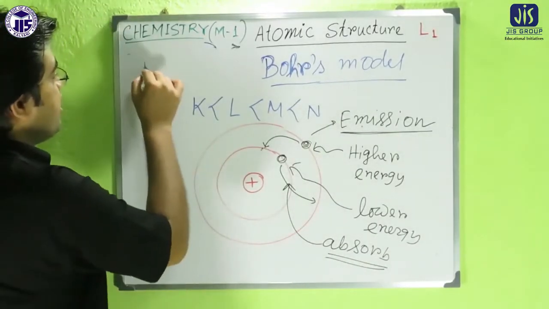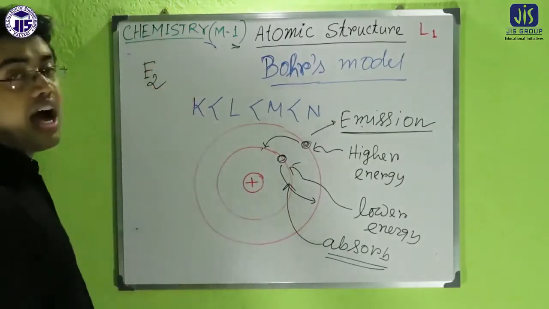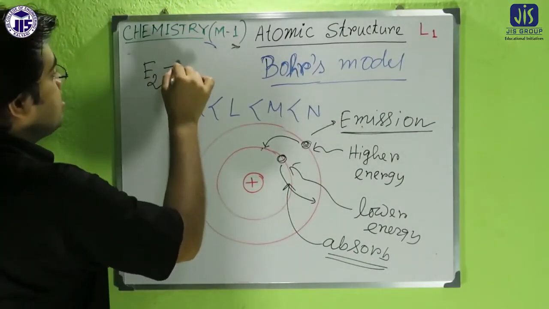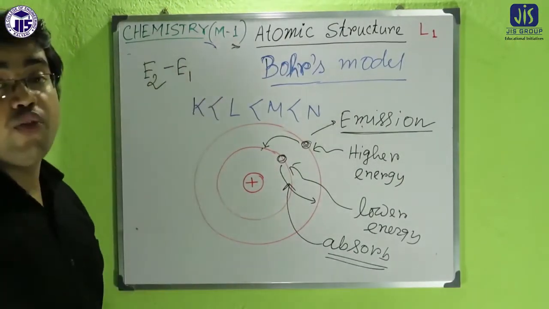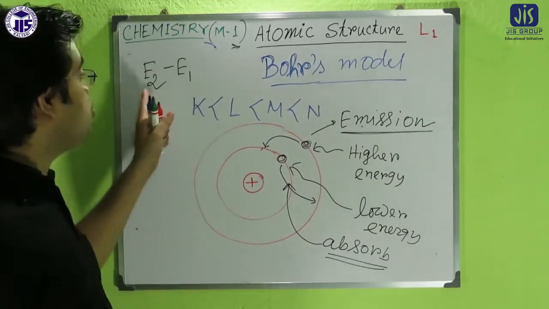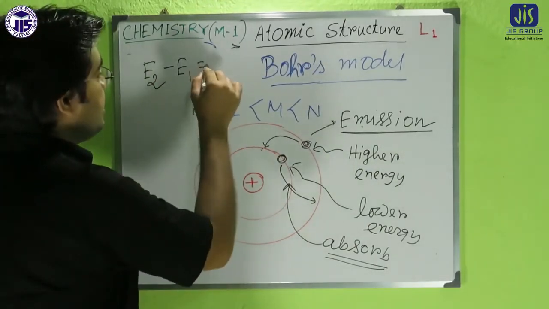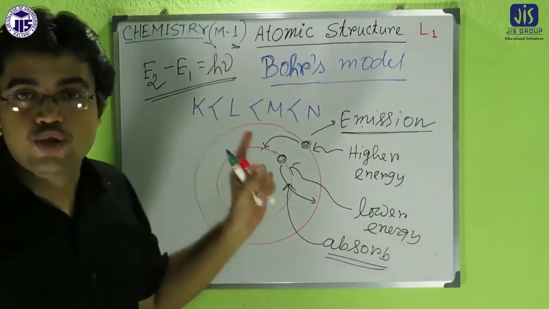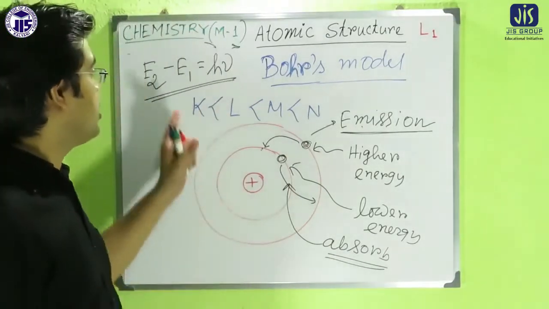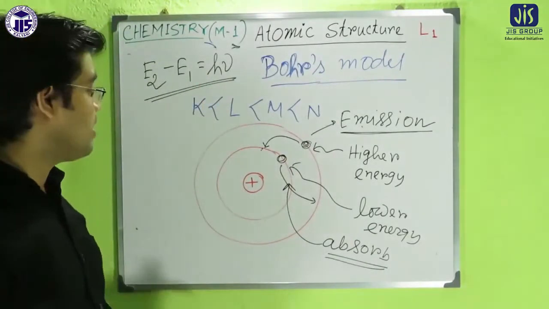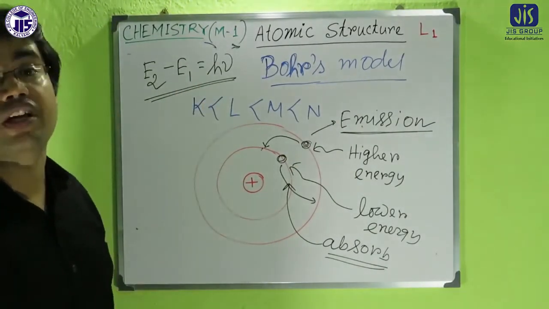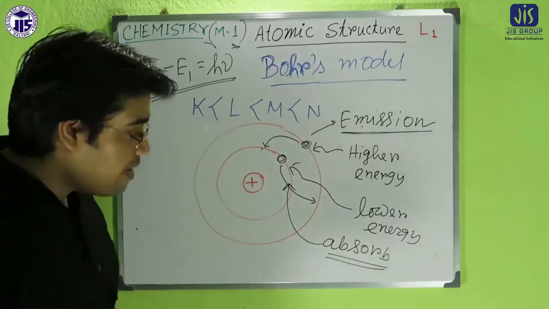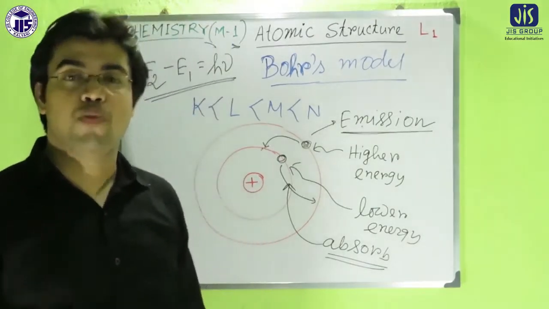That means if E2 is the energy of the higher orbit and E1 is the energy of the lower orbit, then when one electron jumps from E2 to E1, it must release the energy. That means E2 minus E1 equals h nu. So that is another postulate of the Bohr model. So ultimately, what did we get from the Bohr model?